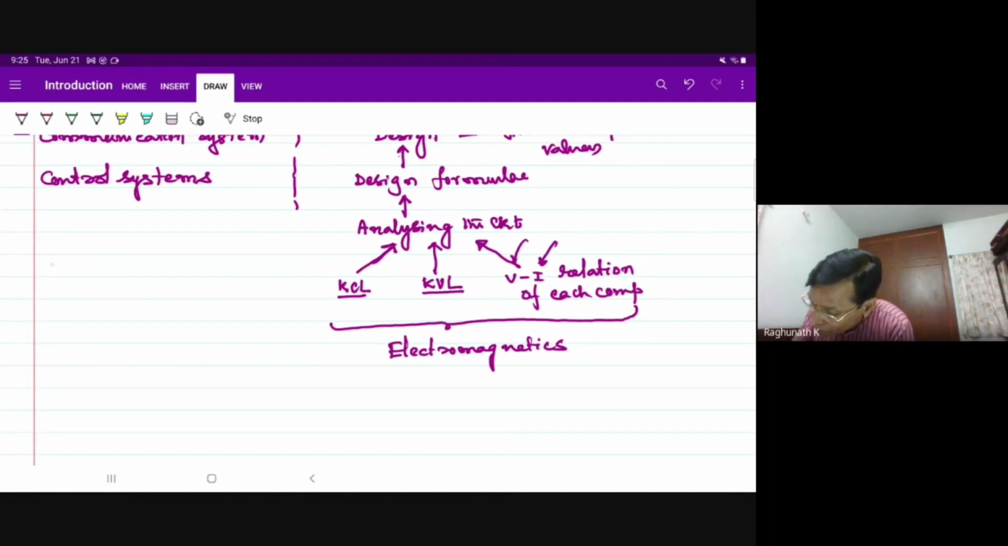Channels. What are the channels that I have and use in general? Number one, free space for very long distance telecommunication systems. Distant communication systems always use free space as a channel.